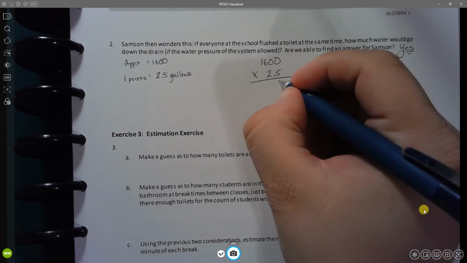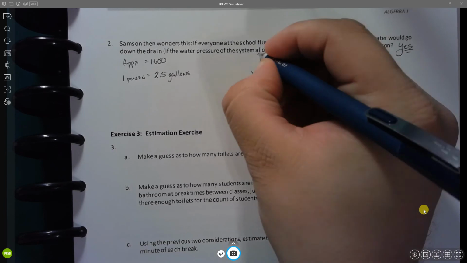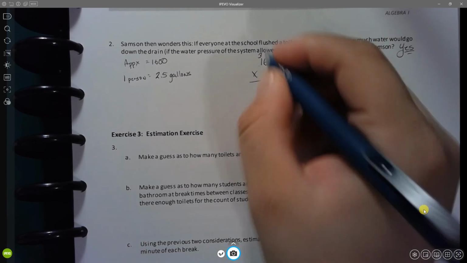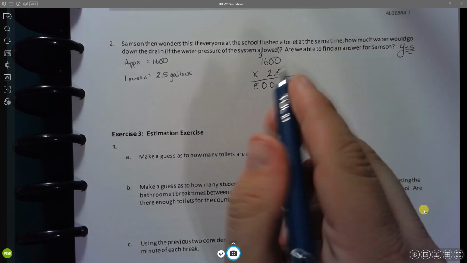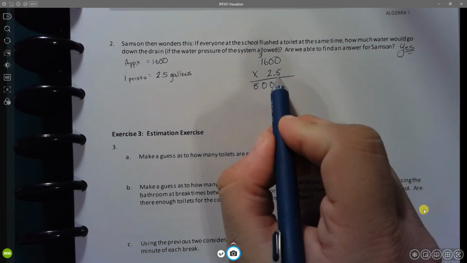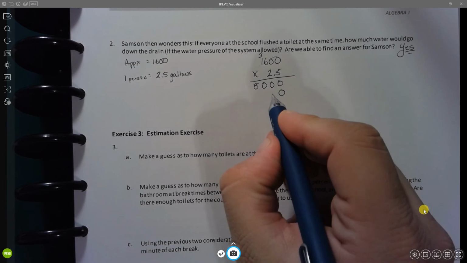5 times 0 is 0. 5 times 0 is 0. 5 times 6 is going to be 30. Carry the 3. 5 times 1 is 5, plus 3 is 8. Now, we put a placeholder in the ones place because we're moving from what would be considered the ones place to the tens place. So that is the reason why we move to the tens place when we start multiplying.